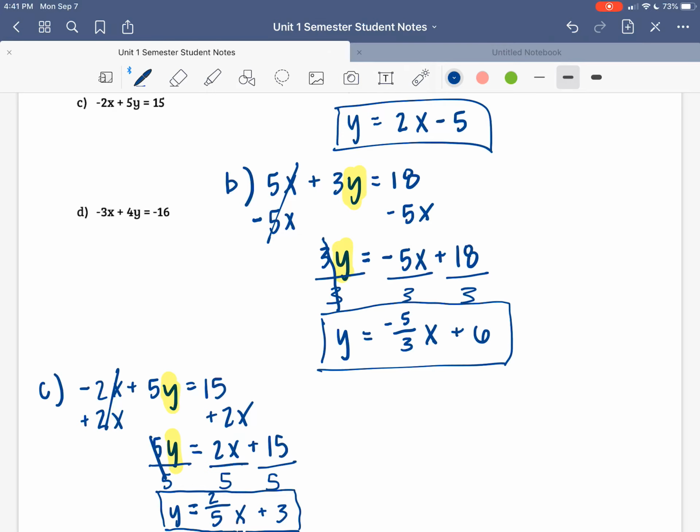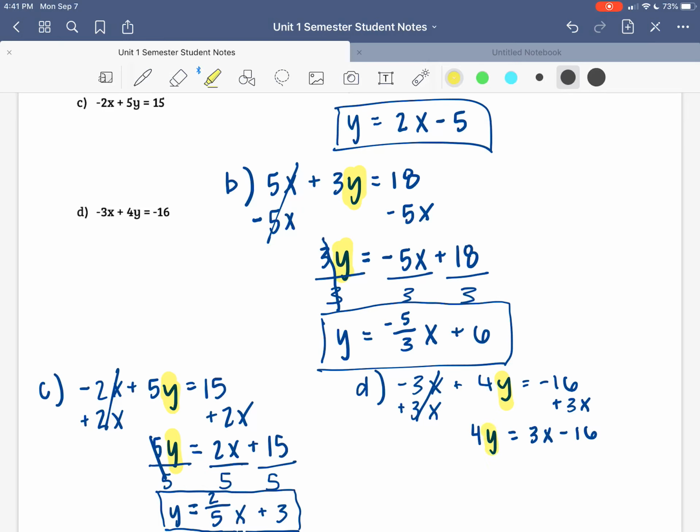So in example D, we've got negative 3x plus 4y equals negative 16. So my goal, when I'm going from standard to slope-intercept, get the y by itself. And I do that by first moving the x to the other side away from the y. It's a minus 3x, so when we're moving across the equal sign, we do the opposite. So add 3x on both sides. We get 4y equals 3x minus 16.